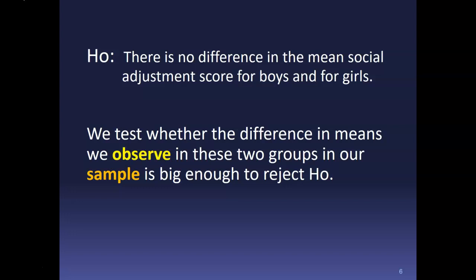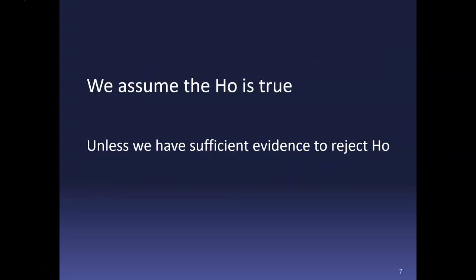The null hypothesis states there is no difference in the mean social adjustment score for boys and for girls. And we're going to test whether the difference in means that we observe in these two groups in our sample is big enough to reject the null hypothesis.